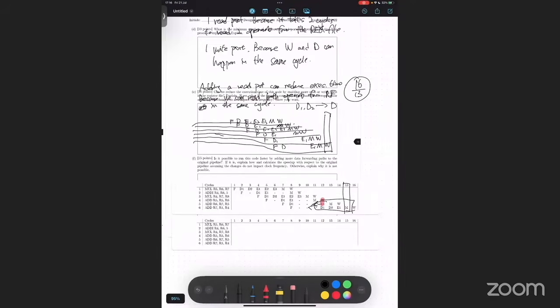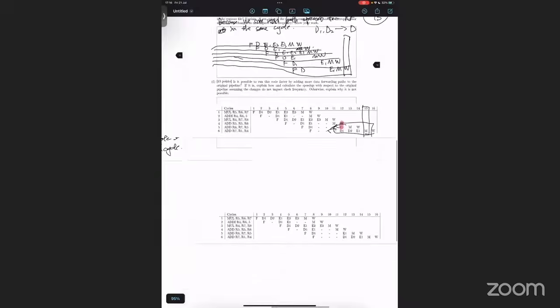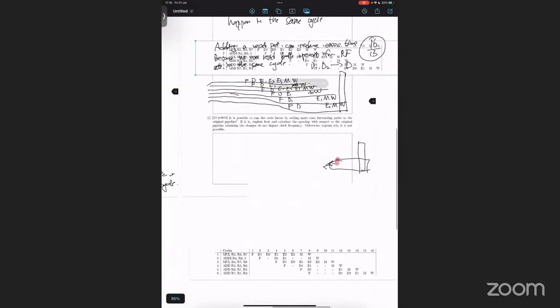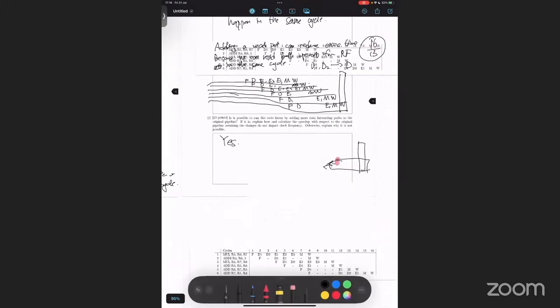So the answer would be yes, it's possible by forwarding from memory stage to execution stage, and the speed up is 16/15. Yeah, so this concludes this pipeline question.